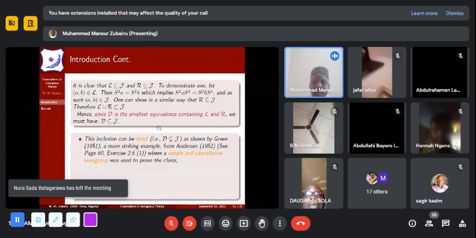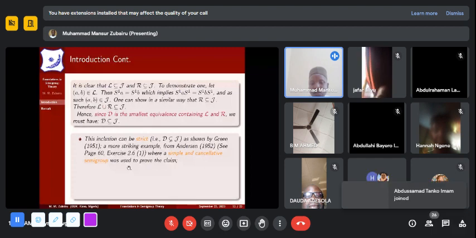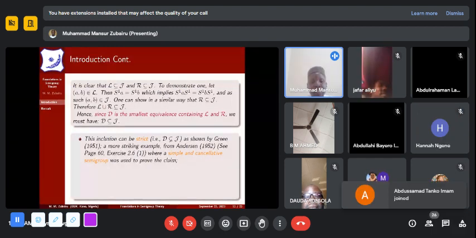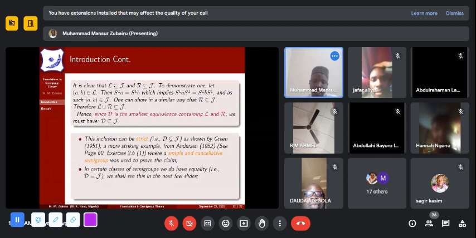And another example is by Anderson in 1952. You can look at the text on page 60, exercise 2.6, number 1, where a simple and transitive subgroup was used to prove the claim. So you can go and try that and see. In that particular example, D is strictly contained in J, meaning that you can still have some elements in J which are not in D. And that has been shown. In certain classes of semigroup, we do have equality. That is, in some semigroups, D and J are equal, D and J are the same. We shall see this in the next few slides.